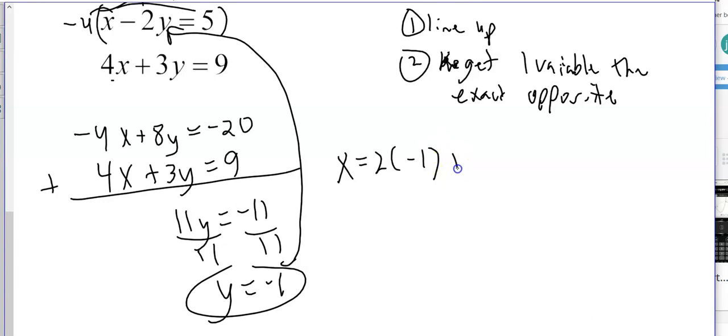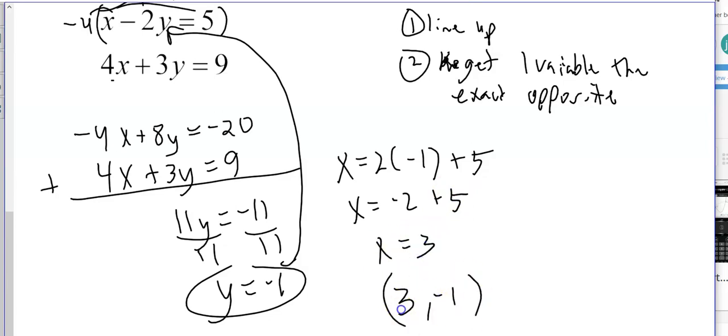I guess, plus 5 if you solve that for y. So we get x equals negative 2 plus 5. So x equals 3. Your final answer is 3 comma negative 1 as an ordered pair.